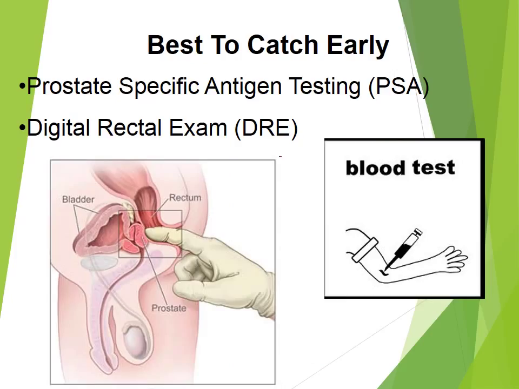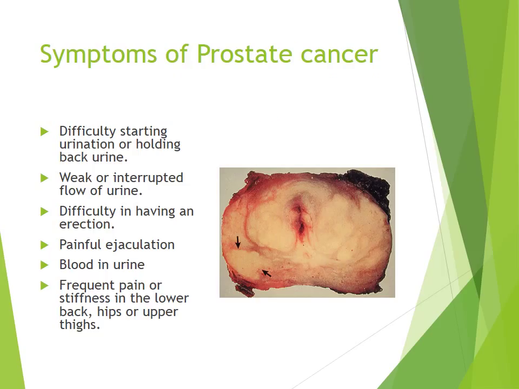Best to catch early: prostate specific antigen testing and digital rectal exam. In your yearly screening, the doctor will perform a PSA test. It's blood work to check your PSA levels, and the digital rectal exam will help the doctor understand the size of the prostate, and they will be able to give you treatment accordingly.